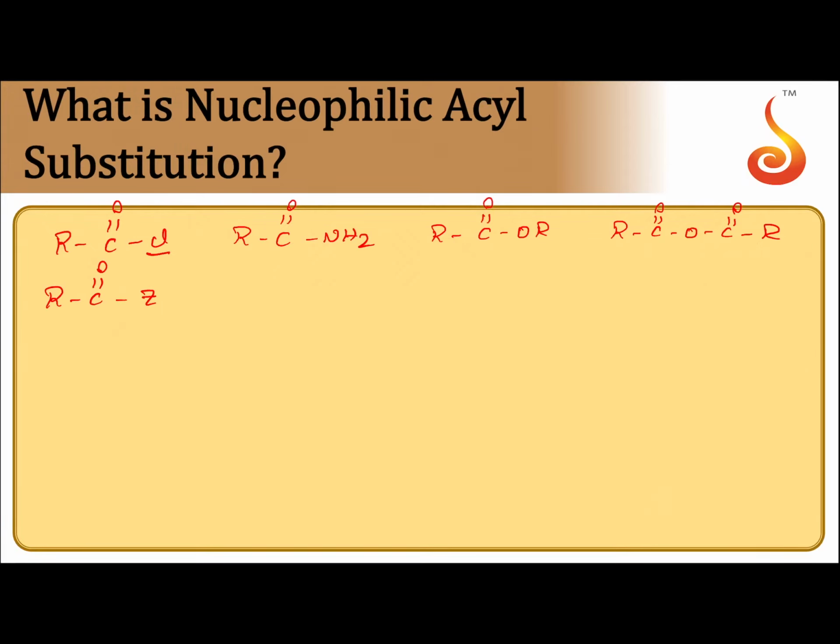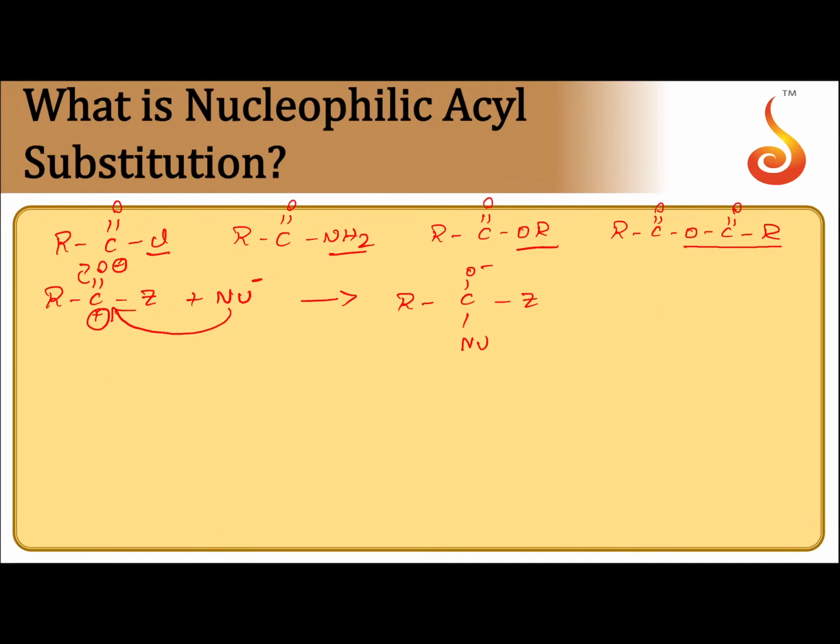So if you take RC double bond O Z, Z is Cl in the case of acid chloride, NH2 in the case of amide, OR in the case of ester, and OCOR in the case of anhydride. So it undergoes nucleophilic substitution like this. Oxygen gets a negative charge, carbon gets a positive charge. The negatively charged nucleophile will come and attack the positively charged carbon atom.